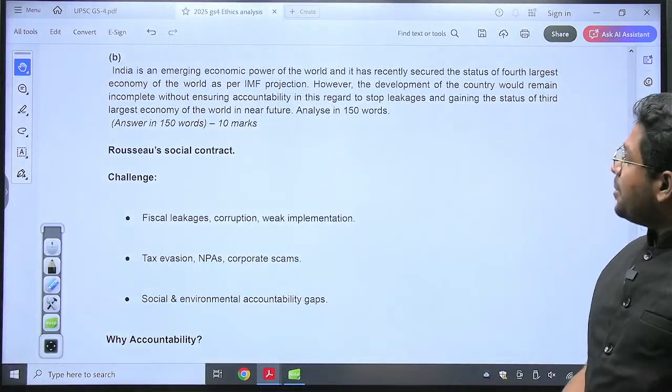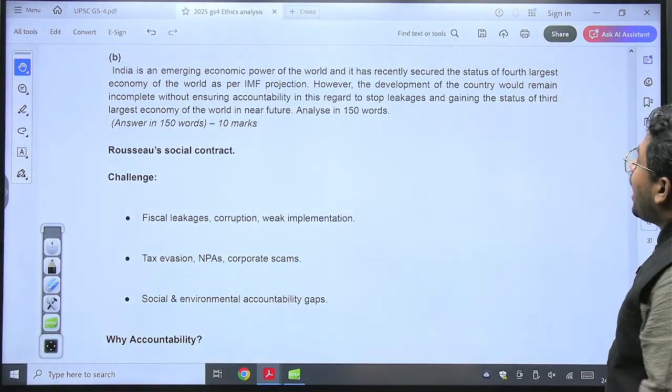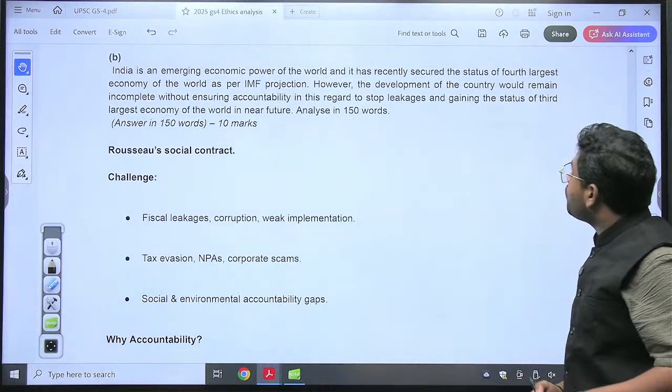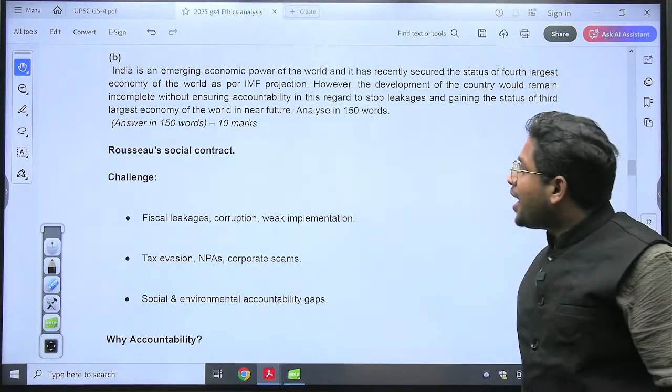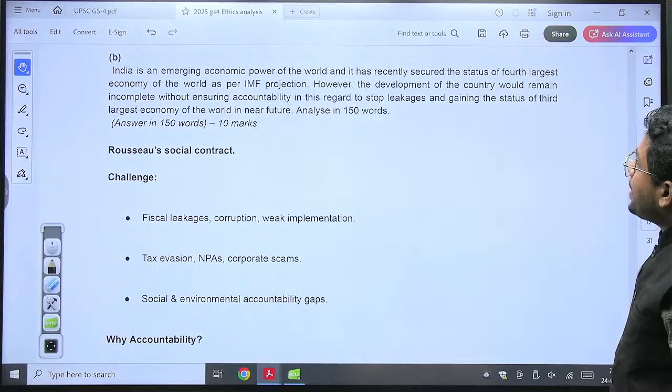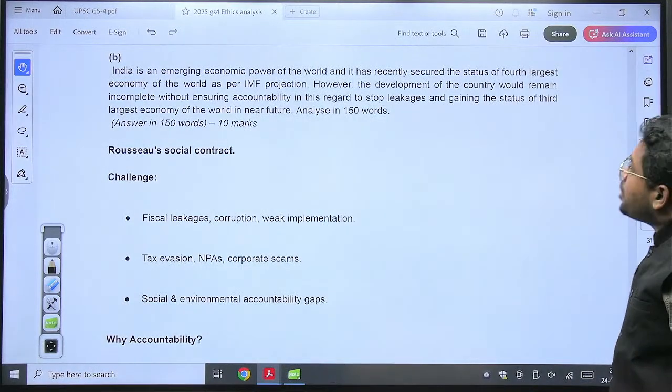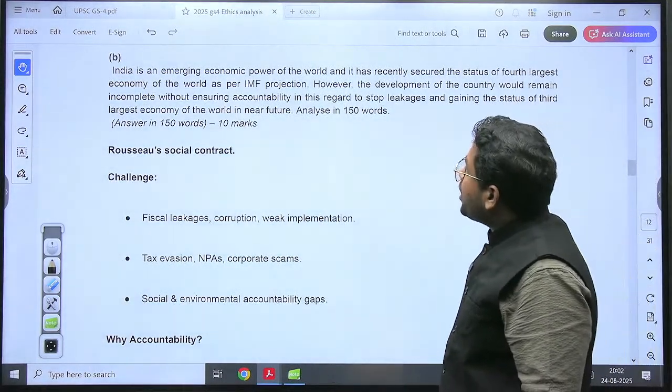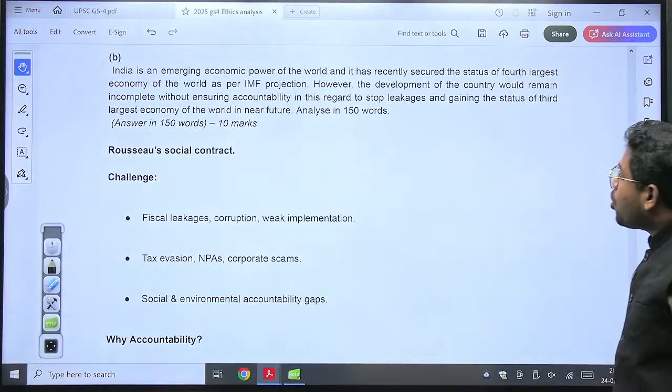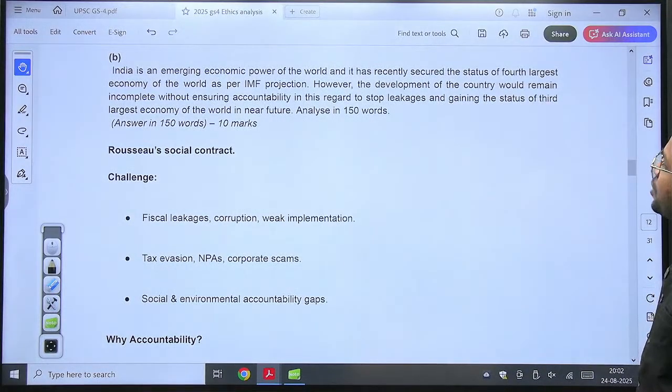India is an emerging economic power of the world, and it has recently secured the status of 4th largest economy of the world as per IMF projection. However, the development of the country would remain incomplete without ensuring accountability in this regard to stop leakages and gaining the status of 3rd largest economy of the world in near future.